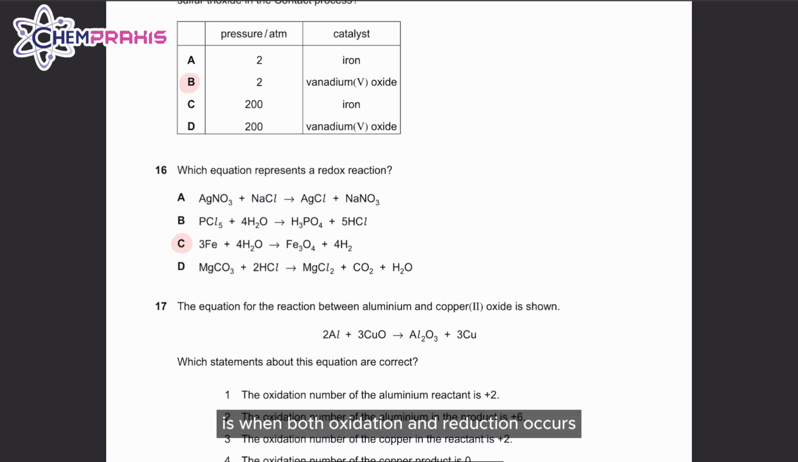A redox reaction is when both oxidation and reduction occur. The only equation in which this happens is the equation in C. The iron undergoes oxidation and the hydrogen undergoes reduction.